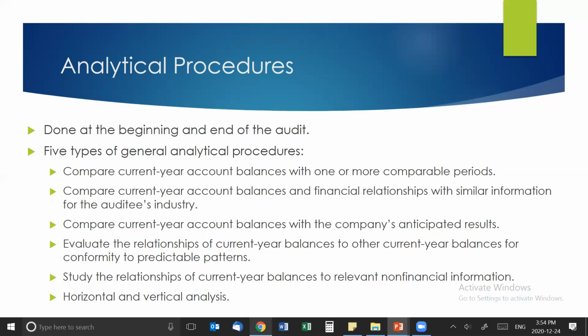Evaluate relationships of current year balances to other current year balances for conformity of predictable patterns. Study the relationship of current year balances to relevant non-financial information. Like I was saying, if management's telling you one thing, compare that to what the numbers look like to see if it makes sense. Then there's doing horizontal and vertical analysis. You have learned this in your accounting courses, but basically horizontal is looking year over year.